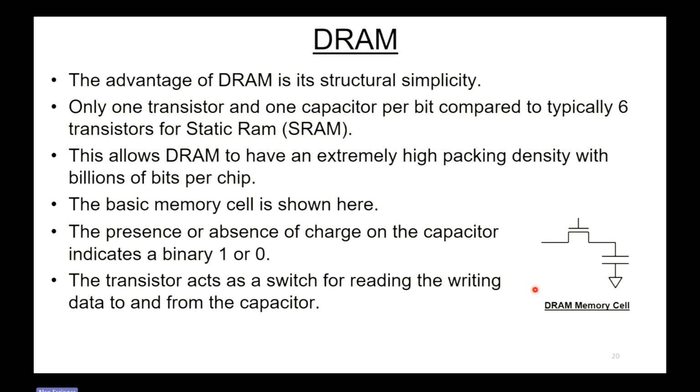The advantage of DRAM is in its structural simplicity. Only 1 transistor and 1 capacitor per bit, compared to typically 6 transistors for static RAM. So this allows DRAM to have an extremely high packing density with billions of bits per chip. So the basic memory cell is shown in the lower right corner here. The presence or absence of the charge on this capacitor indicates a binary 1 or 0. This transistor here acts as a switch for reading or writing the data to and from the capacitor.